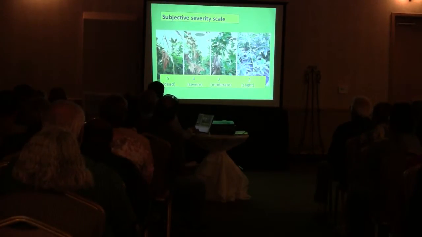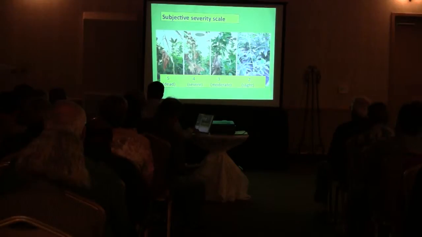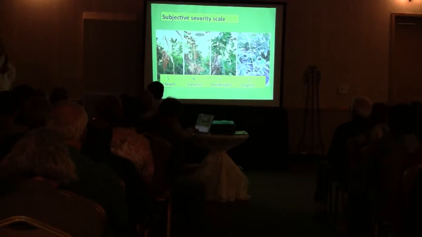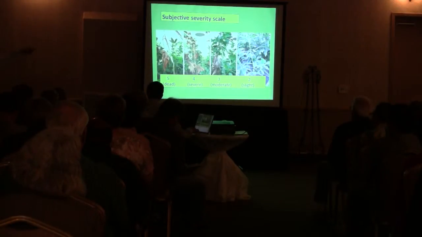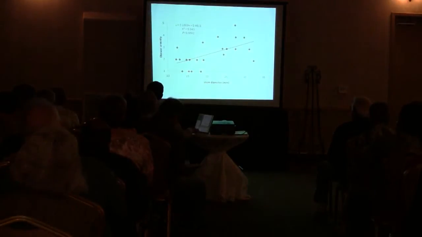In all these experiments then, we've used a subjective rating scale. We first used a 1 to 5 scale, where 5 was dead and 1 was healthy. More recently, we've used a 1 to 10 scale. So on some of these graphs that I'll show you after this slide, don't be confused, but it's either a maximum of 5 or 10, and 1 is always healthy in these areas.